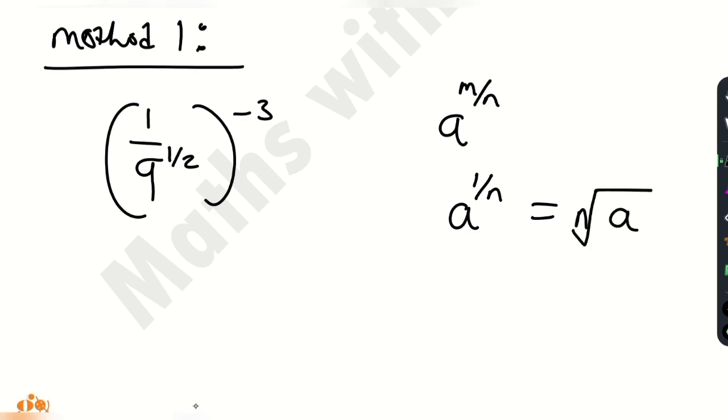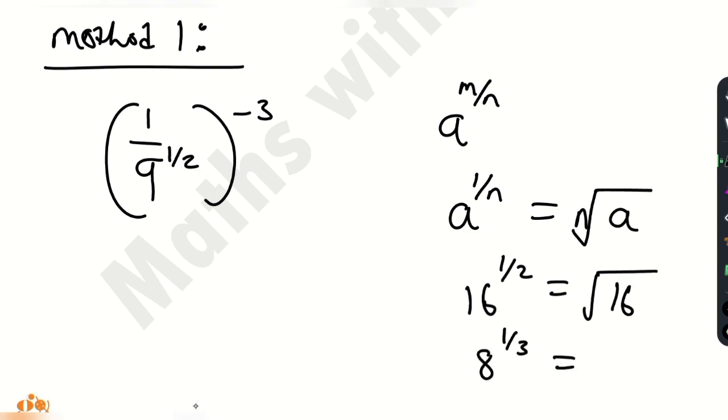So for instance, let's say you have 16 raised to the power 1 over 2. This is going to be what? The square root of 16. Or for instance, you have 8 raised to the power 1 over 3. This is going to be what? The third root of 8. It's from this denominator.